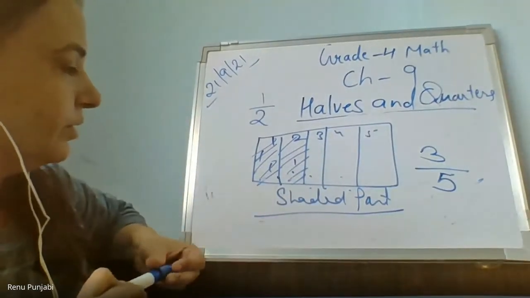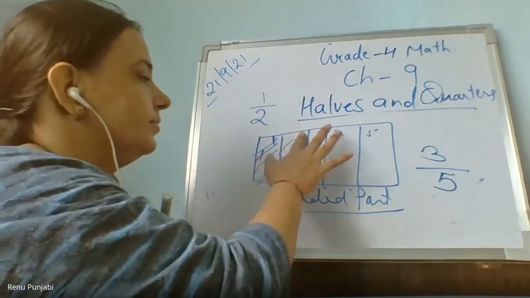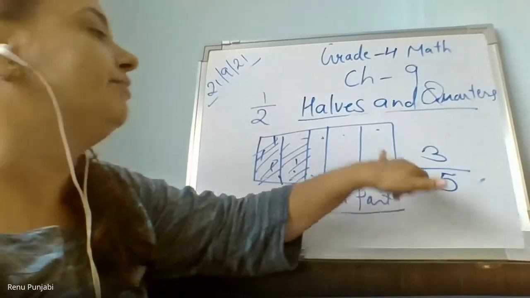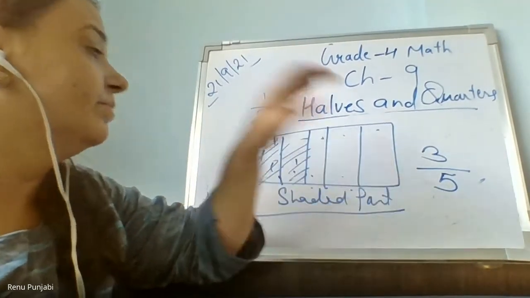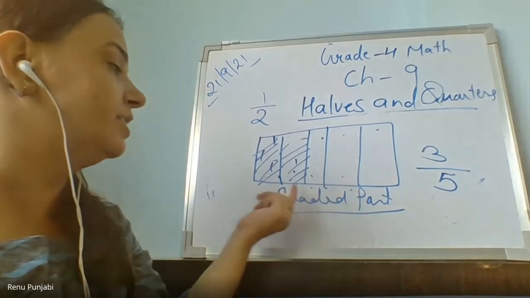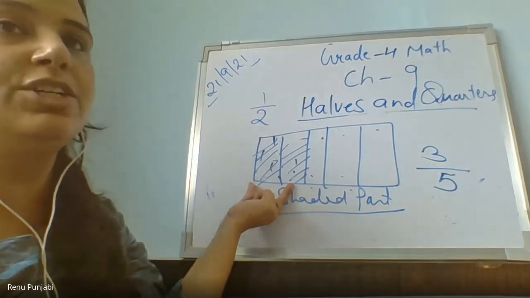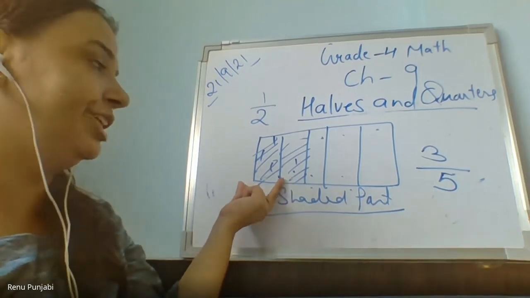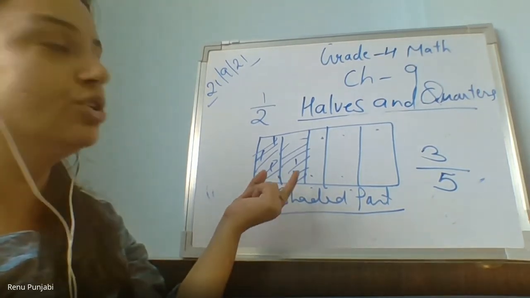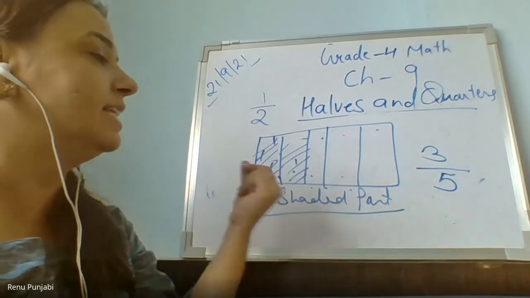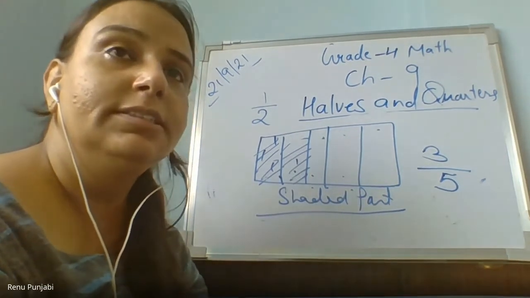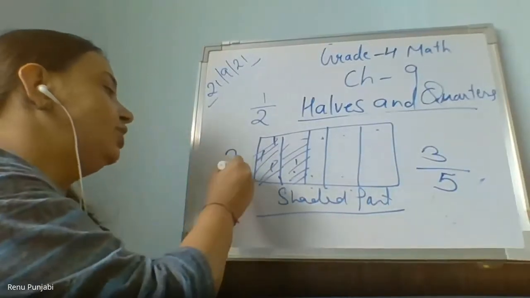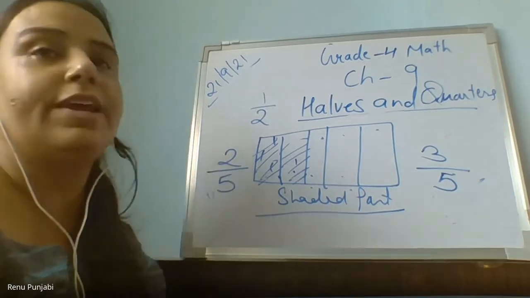Okay. No, I will change this question. So there are total 5 parts. I have divided that. Out of that total 5 parts, these 2 parts I am giving to Kiana. So these are the shaded parts which I am giving to Kiana. How much part of these total 5 parts am I giving to Kiana? 2, ma'am, 2 parts. So 2 will be the numerator and total will be the denominator, which is 5.